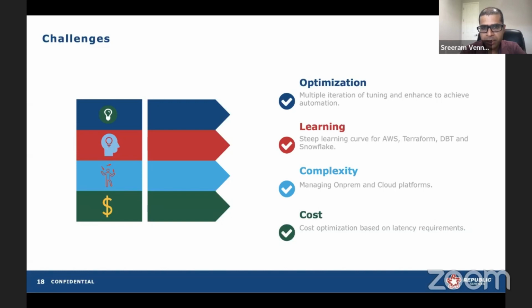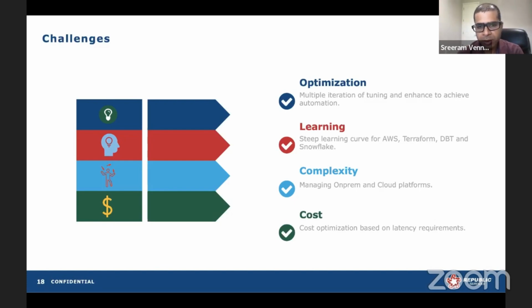Learning has been a significant hurdle for the team because we have to move from traditional ETL and data management to cloud technologies. So we have to invest heavily on AWS and CI/CD capabilities and also Snowflake. So learning has been a significant, I wouldn't say hurdle, but significant step in the process, which cannot be ignored.